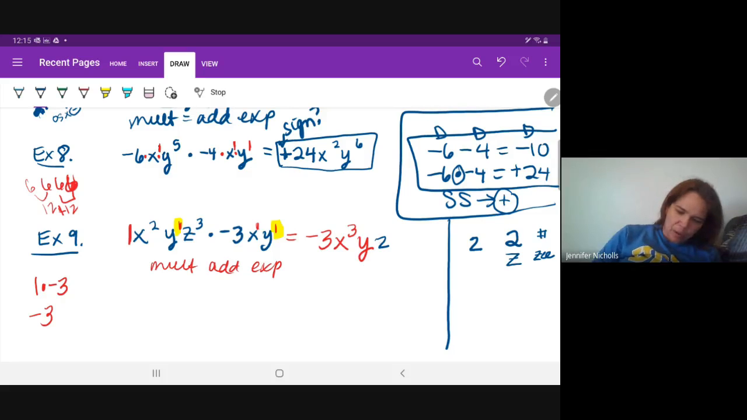Oh, sorry, what exponent was on the Y? I think you guys told me I didn't. Did I write it? Yeah, you said 2. Okay. And then Z, what do you think? If I add 3 to nothing, because there's no other Z's. What do you think?